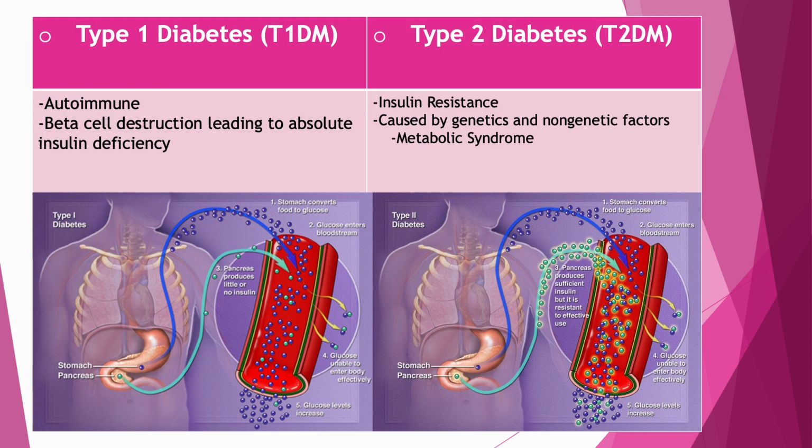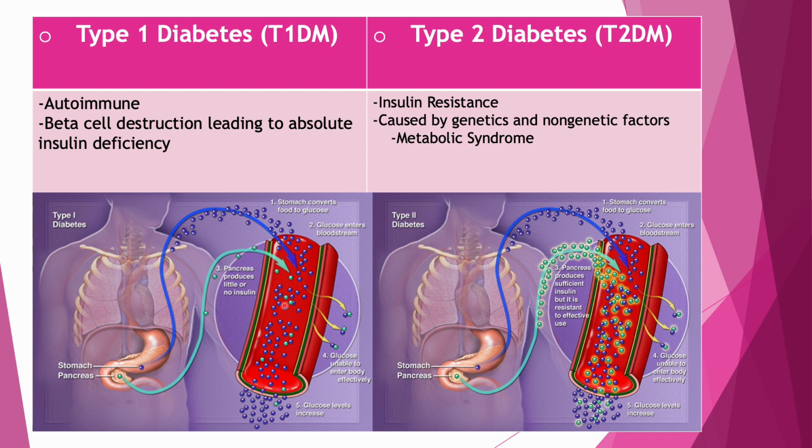So here's a compare and contrast of diabetes type 1 versus type 2. Diabetes type 1 is the autoimmune disease, so the beta cells, the ones that are responsible for producing insulin, are destroyed. So that means that there's absolute insulin deficiency. There's not really insulin being produced.